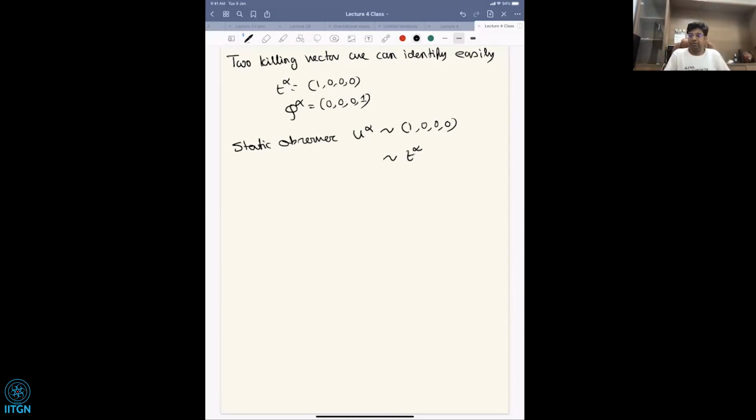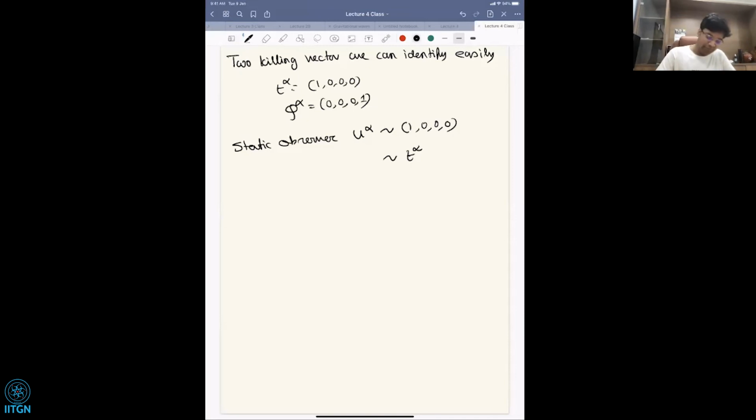The static observer is like sitting outside. There is a black hole, and I'm sitting. Of course, a static observer cannot be a geodesic observer, because to sit at the same point, I have to apply force against the gravity. So therefore, I must carry a rocket, which will nullify the effect of the gravity. So therefore, I must be accelerating.